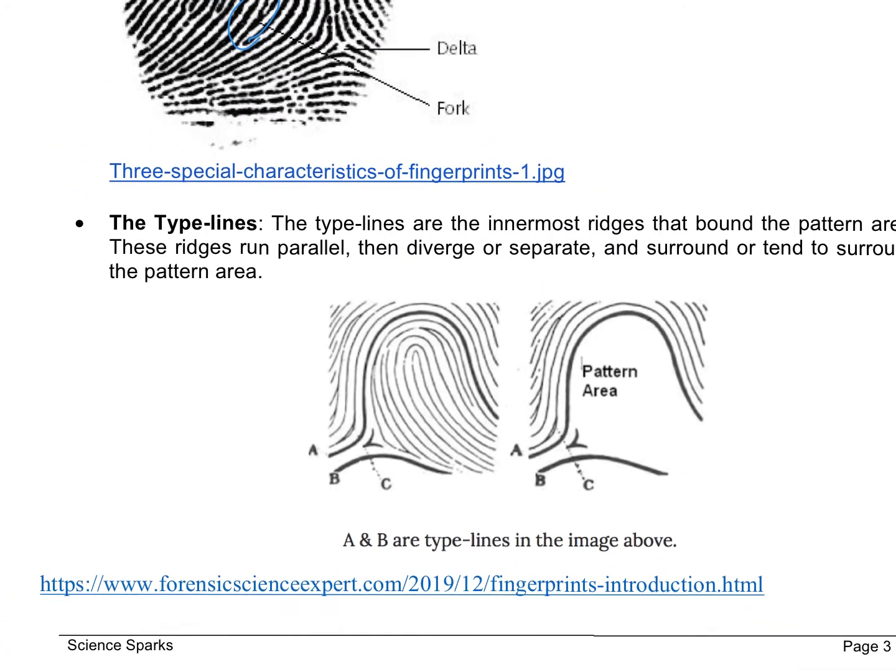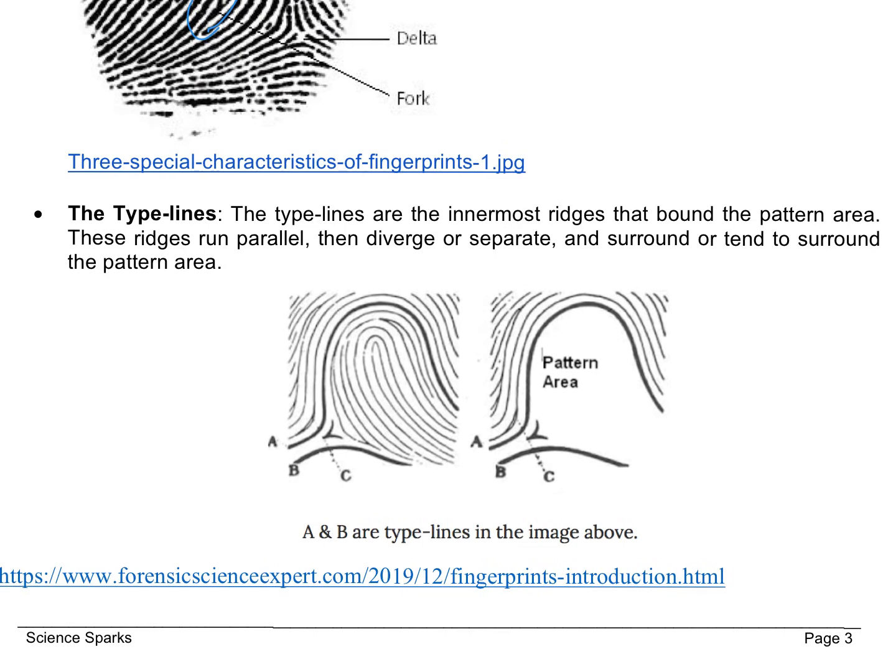Type lines. Type lines are the innermost ridges that bound the pattern area. So these ridges run parallel, then diverge or separate, and surround or tend to surround the pattern area. So for example, your line A and your line B, they are your type lines. And this is your delta.